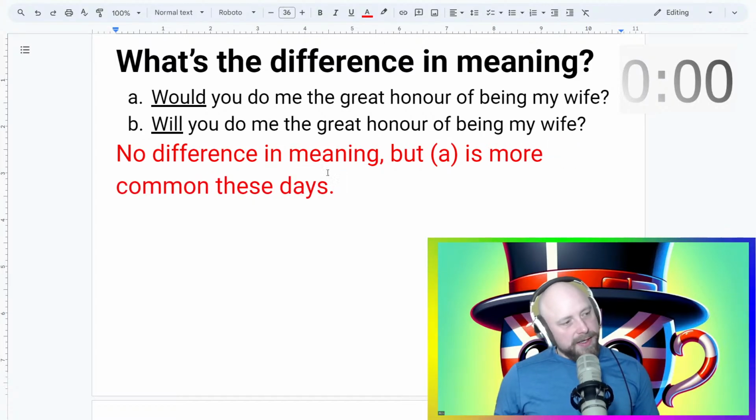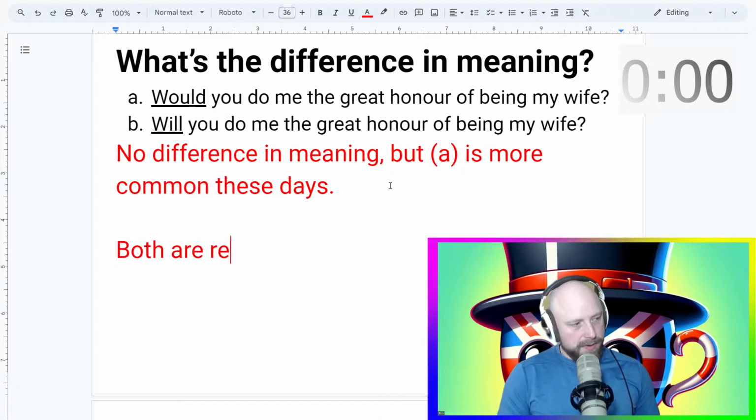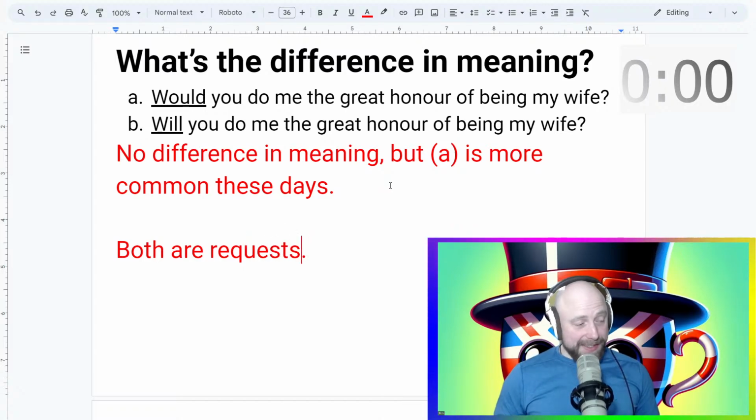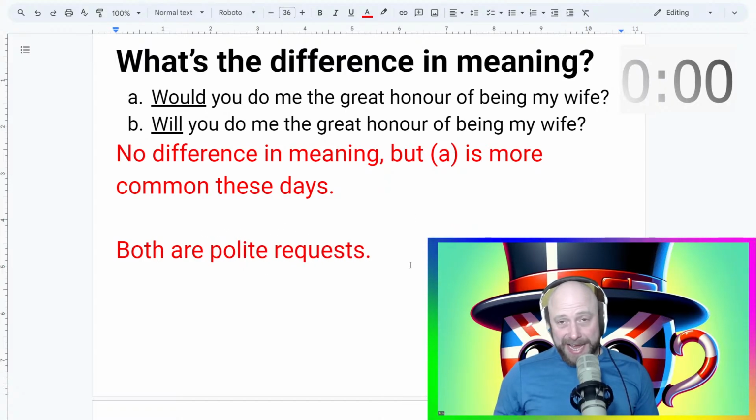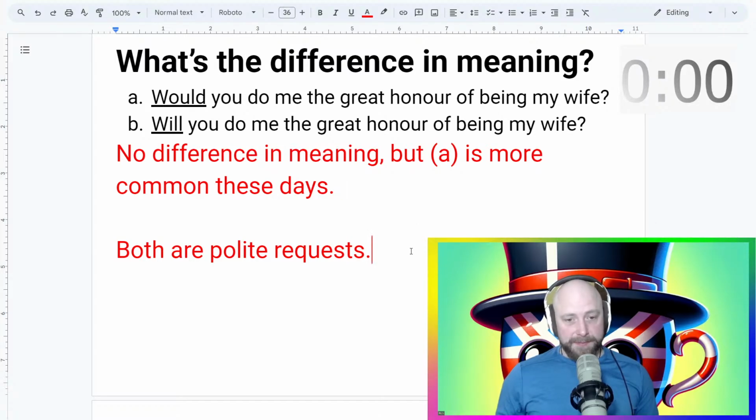So A is a more common request. They're both requests. Both are polite requests, depending on how you say them, of course. But both are polite requests. There's no difference in meaning, but A is more common these days. That's it.